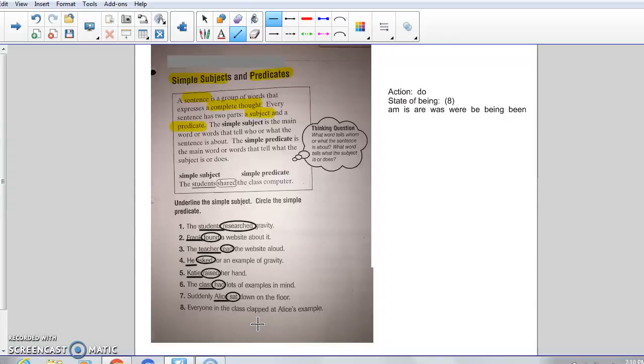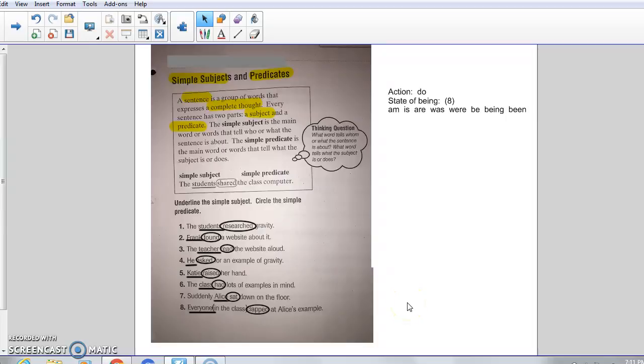Well, who or what clapped? You could kind of say, well, the class clapped. That's a little bit harder. It's actually everyone is your noun. In the class is something called a prepositional phrase that we will learn about later. Let me see if I can put a parentheses there. In the class just tells more about everyone. Okay. It is actually everyone is your subject because everyone is clapping. Predicate is clapped. Is it a complete thought? Is it a sentence? Everyone in the class clapped at Alice's example. Makes sense on its own.